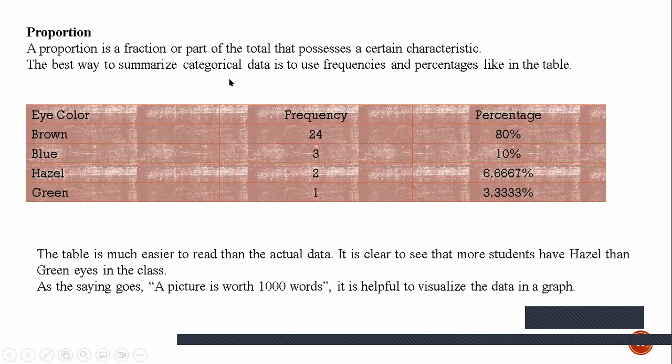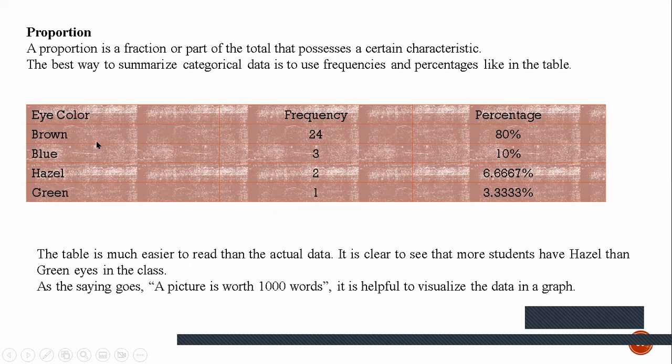Okay, so then we have the proportion. A proportion is a fraction or part of the total that possesses a certain characteristic. The best way to summarize categorical data is to use frequencies and percentages, like in the table. I hope you may have sometimes used these for categorical variables. If you have already used Excel, we just draw percentage pie charts and so on for categorical variable representations.